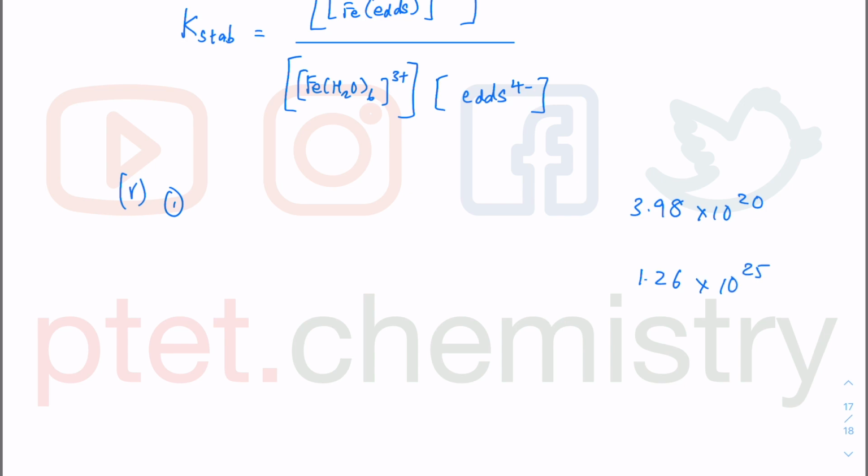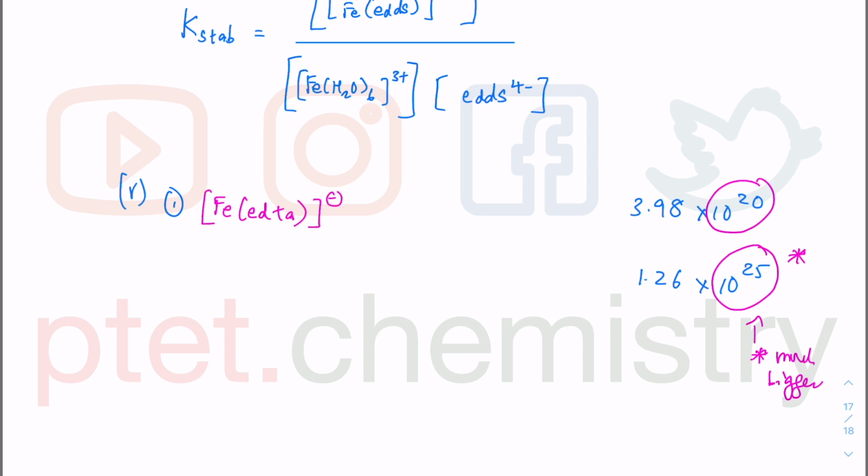Some students will just see the number and say this is bigger, but this is where your mathematics comes into importance. As you could see, this has got 10 to the 5 bigger than this. So this is very important, much bigger compared to 10 to the 20. So therefore, the bigger the K-step value, this is for FeEDTA minus. So FeEDTA minus is more stable compared to the EDDS complex.